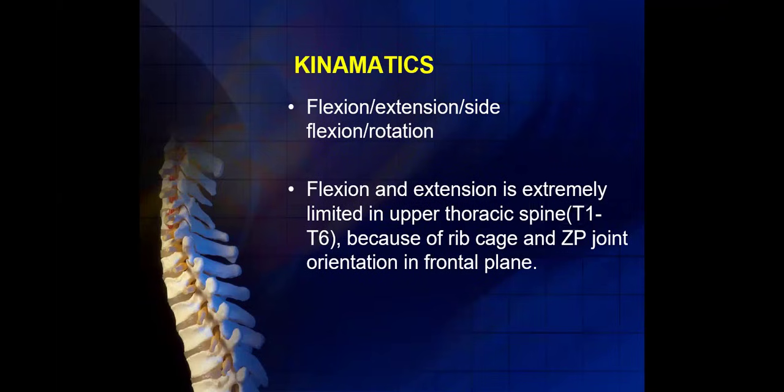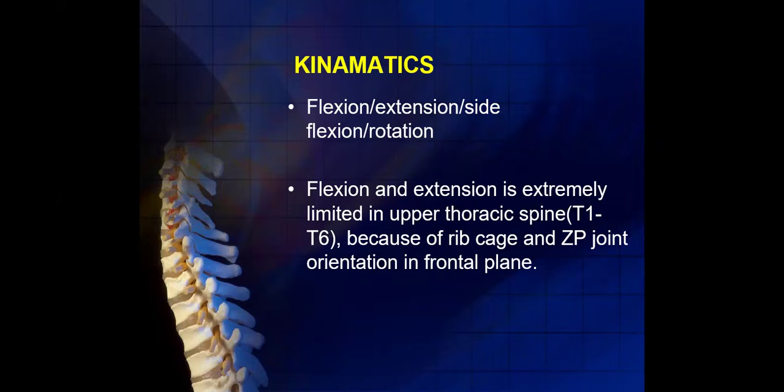If we talk about the movement, the kinematics of the thoracic spine, there is flexion and extension, side flexion and rotation, but these movements are less than in the cervical and the lumbar region. Flexion and extension is extremely limited in the upper thoracic spine from T1 to T6 because of the rib cage and the zygapophyseal joint orientation in the frontal plane.